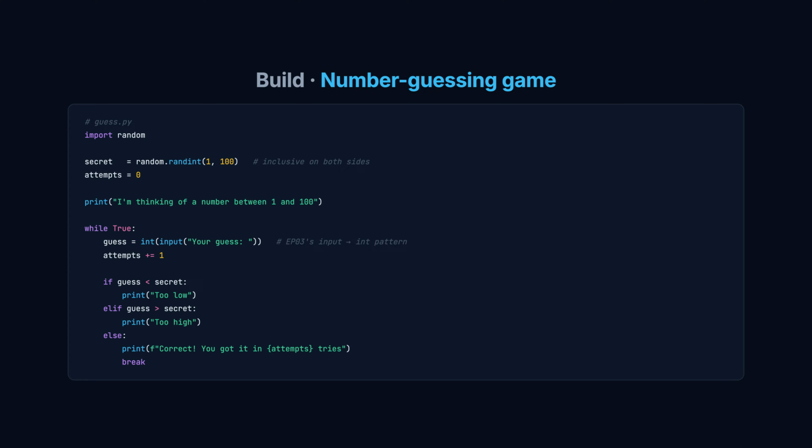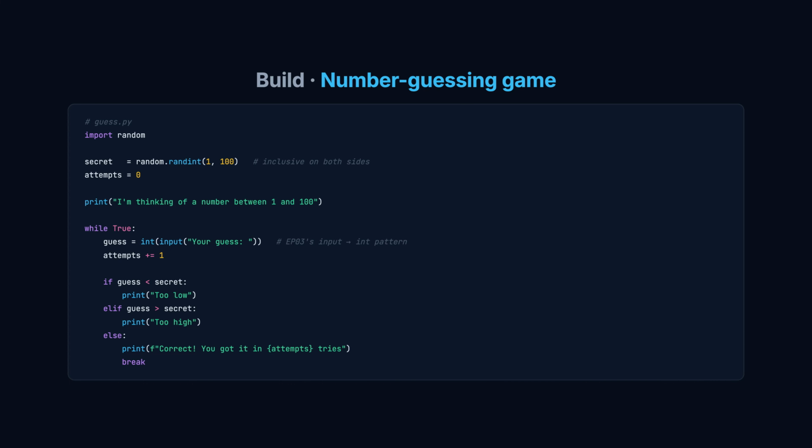Inside the loop. guess = int(input("Your guess: ")). That is the input to int pattern from episode 3. Input gives us a string. Int converts it to a number. Without the int wrapper, we would hit the 2525 bug all over again. With it, guess is a real integer and we can compare it numerically. attempts += 1. One more guess counted.